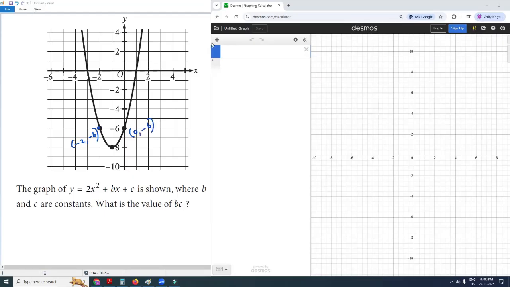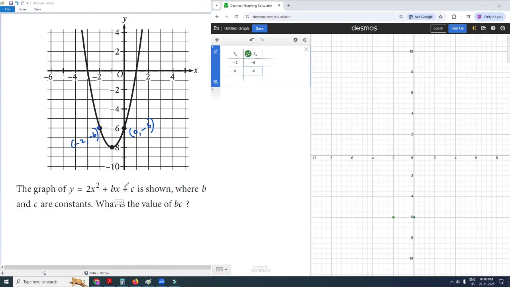Okay, now let me take these 2 points in Desmos. Go to table. The first point is -2 comma -6, and the second point is 0 comma -6. Now to get the values of the constants b and c, I have to take this quadratic function as input in Desmos. And here my aim is not to get the graph of this function. My aim is to get the values of the unknown constants we have in this function.